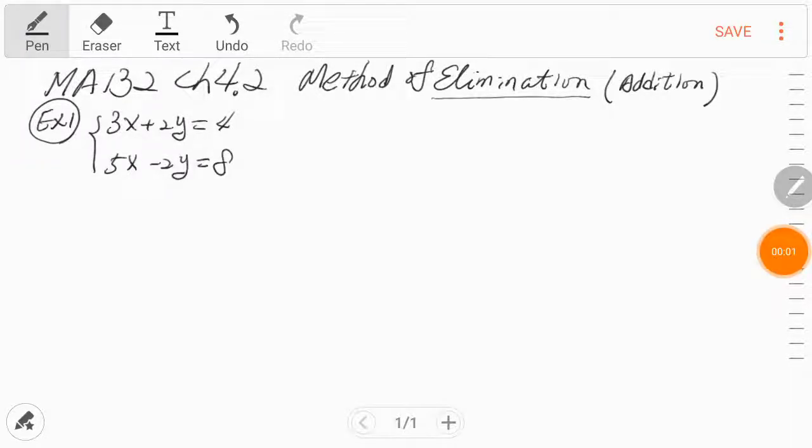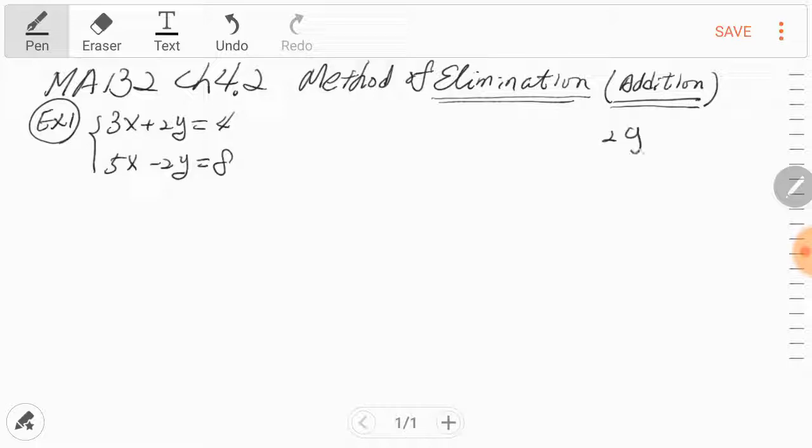In this section, we will use the method of elimination. The elimination method is also known as the addition method. Elimination means we will eliminate the variable x or y from the system of equations. And addition means something like this.